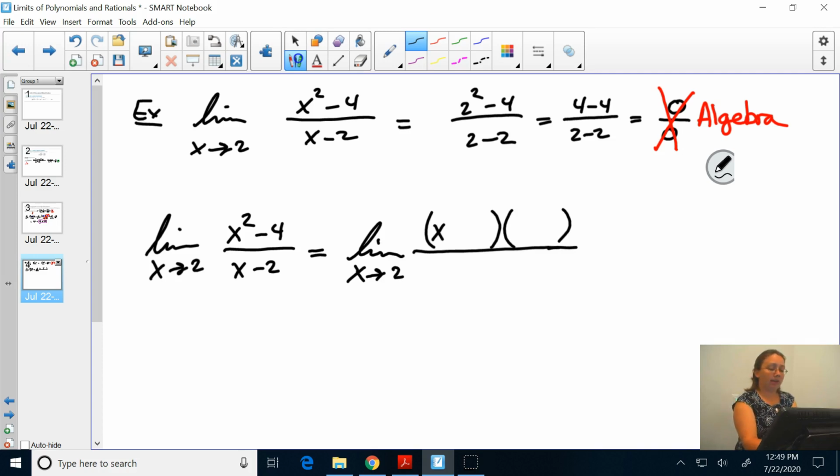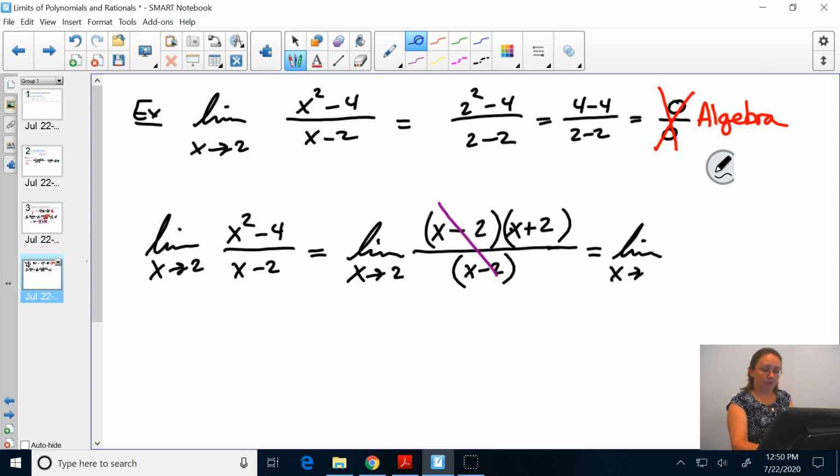So break up the x squared. So x and x, break up the 4, 2 and 2. If you put opposite signs, the middle terms cancel, and you end up with just the x squared and the negative 4. On the bottom, we still had x minus 2. That you cannot simplify. But put parentheses to denote that they are together. They are one factor. Can you simplify? You've done the algebra to factor. Why? Hoping that you can reduce. What can reduce here? X minus 2 reduces, and you end up with the limit as x approaches 2 of x plus 2.